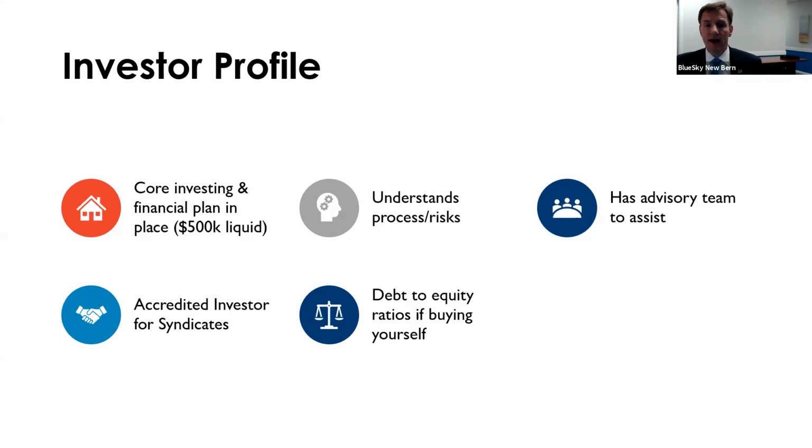For some syndicated deals and these private deals, you have to be an accredited investor. You have to have a net worth above $1 million, excluding your home, or make between $200,000 if you're single and $300,000 a year if you're married. And then, of course, watching those debt to equity ratios if you're buying it yourself.